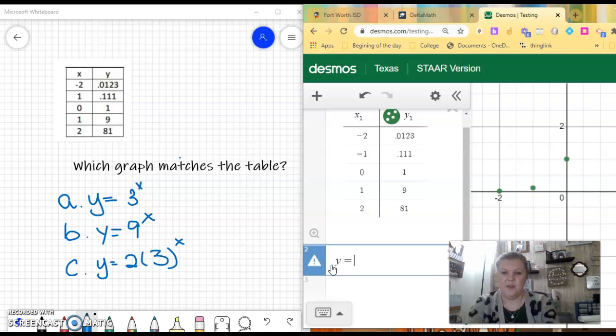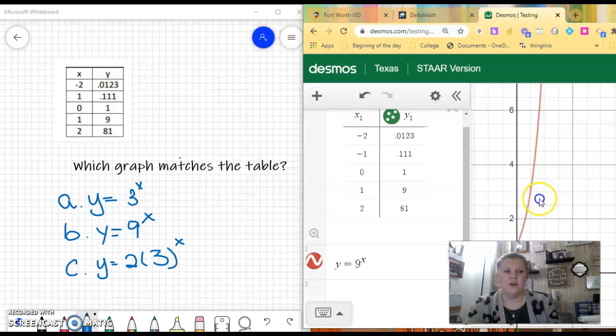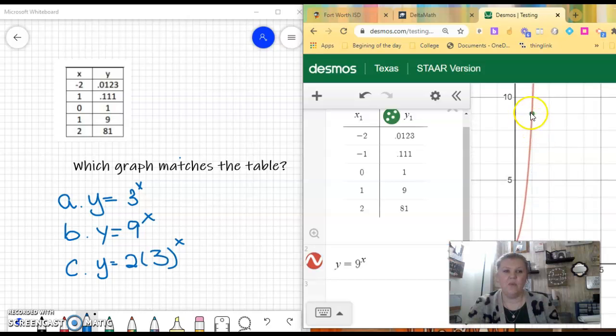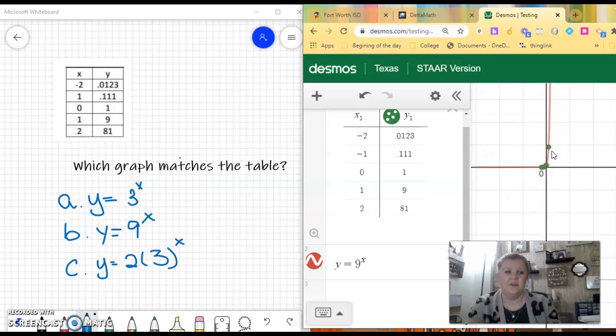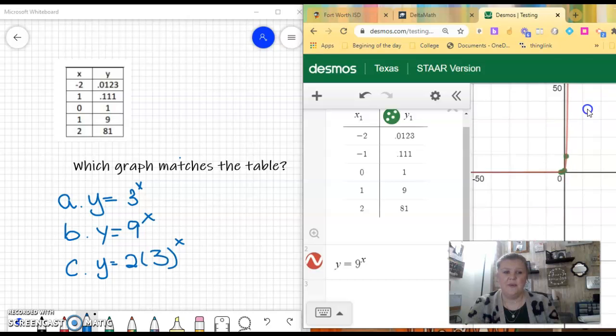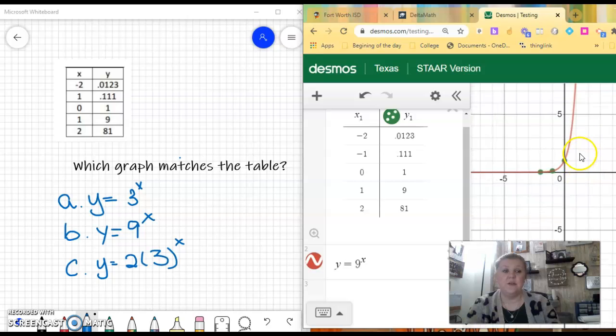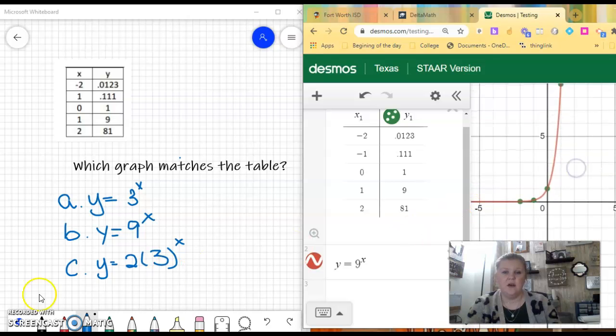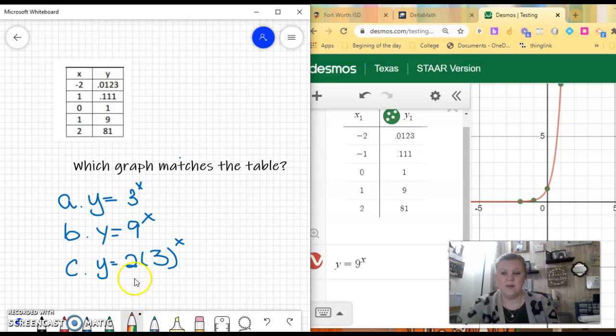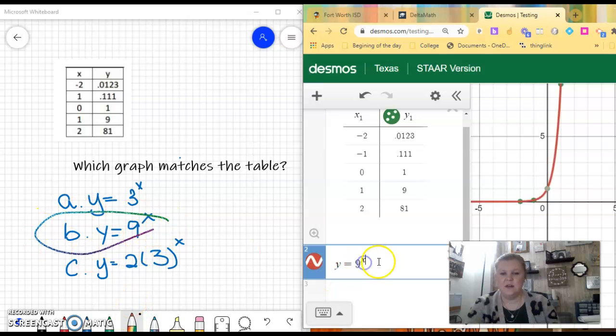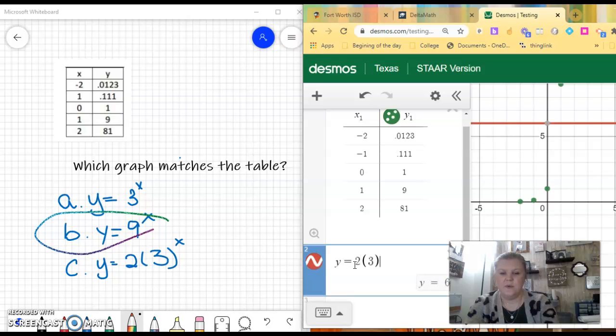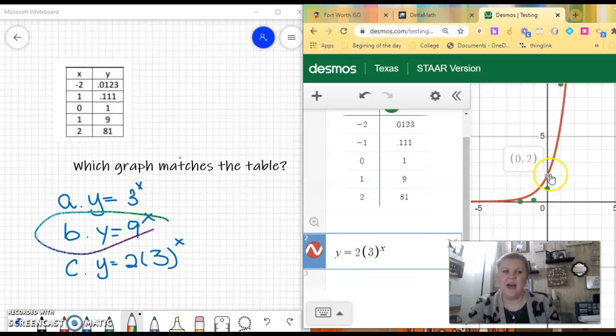So if I go ahead and graph B, y equals 9 to the power of x, you can see that it clearly goes through every single green point that I have, even the one all the way up here. So you want to make sure that you find something that goes through every point that you're given. So I know B is going to be my correct answer, and I know that C is not correct, but I'm going to go ahead and check it anyway. So I have 2 times 3 to the power of x. Again, it passes through one point, but not through the rest.